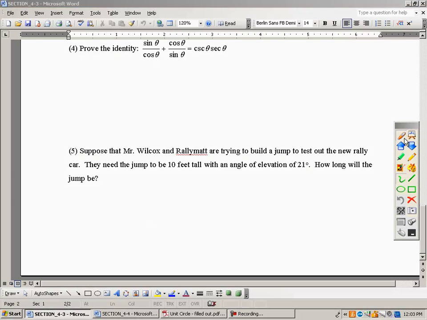This is an Algebra 2 example. Suppose Mr. Wilcox and his friend Rally Matt are trying to build a jump to test out a new rally car that they race. They need the jump, well, let's make our jump, shall we? We need our jump to be 10 feet tall with an angle of elevation, that means from the ground up, so we want that to be 21 degrees. How long will the actual jump be? The jump is this ramp. How long will this be?